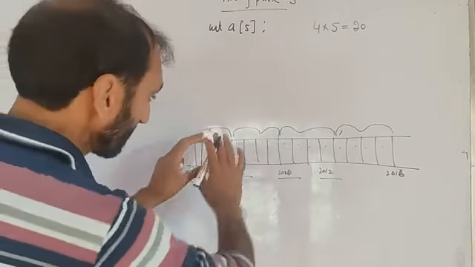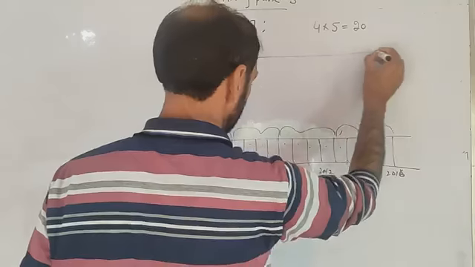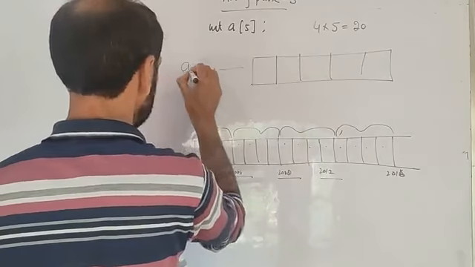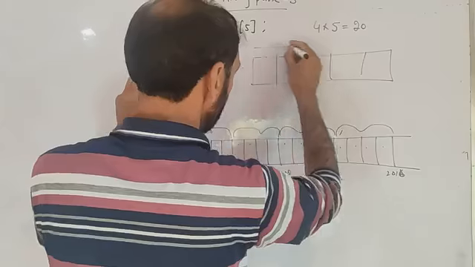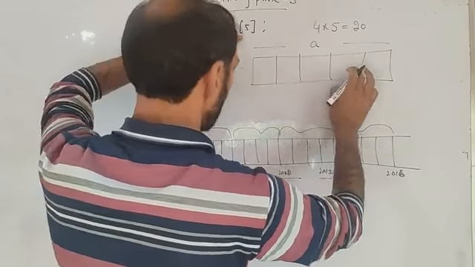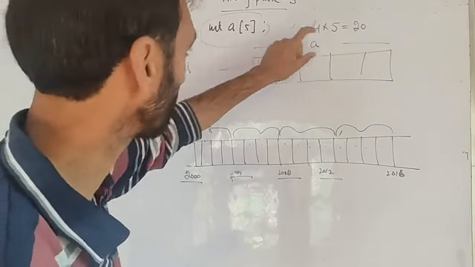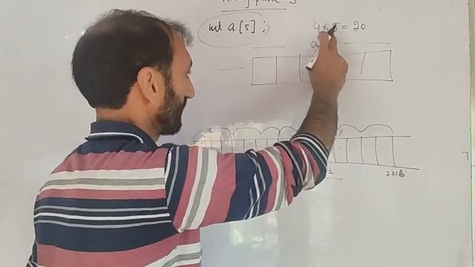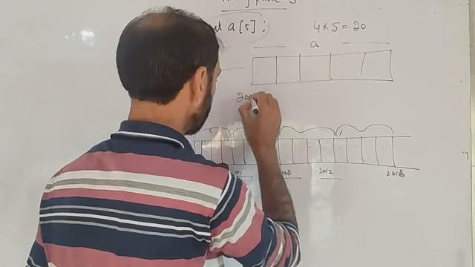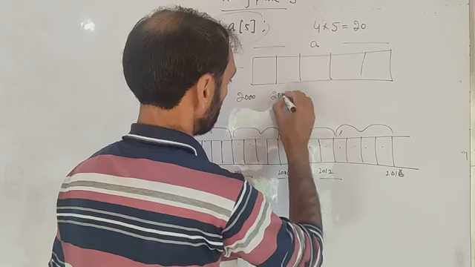How are arrays represented? For example, int a. For simplicity, consider an array a that contains how many elements? 5 elements. Through this declaration, the memory manager allocates space for 5 elements. This is the base address.